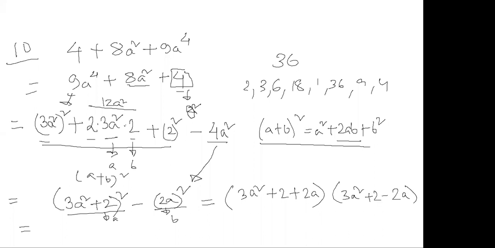Okay, so whenever you have three expressions and you cannot convert it using middle term factor or any sort of formulas, then we will try to break it into different formulas. So this is the way you can solve it. The answer is 3a square plus 2 plus 2a, 3a square plus 2 minus 2a. Now I'm going to unmute everyone, so if you have any questions you can ask.